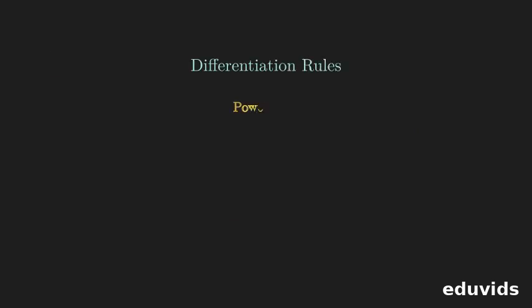Let's learn our first differentiation rule, the power rule. For a function like x to the power of n, its derivative is n times x to the power of n minus 1. For example, if we differentiate x squared, we get 2x to the power of 1, or simply 2x.